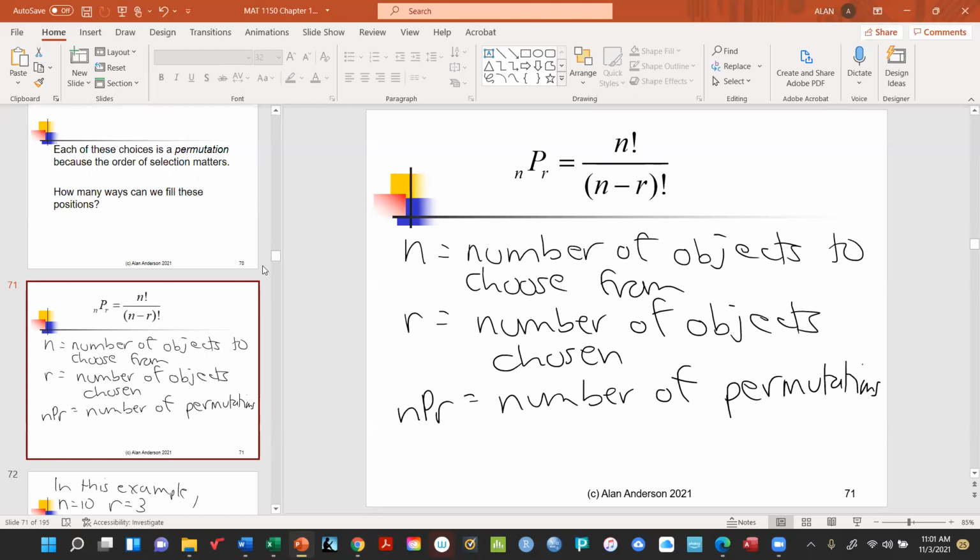And if you notice, it's all in terms of factorials. N is the number of objects that we have to choose from, and R is the number that we actually choose. So this nPr is used to represent the number of possible permutations. If you understand the factorial operator, this should not be difficult at all.